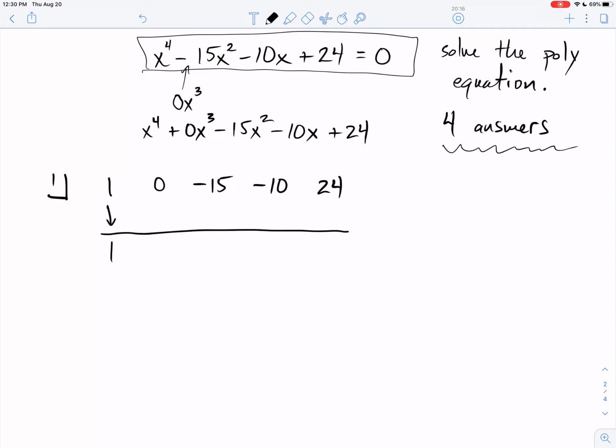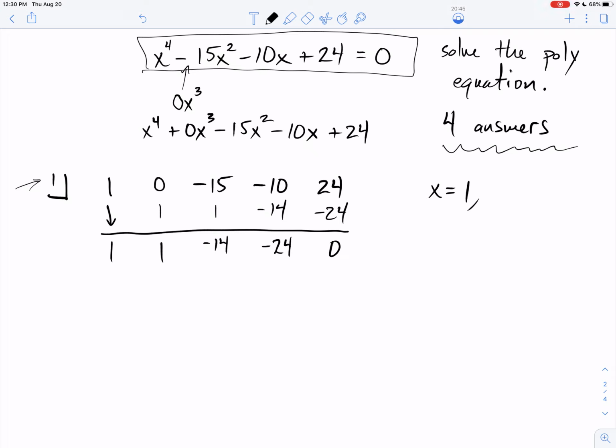Let's do it. I start with the shelf number. 1 times 1, I get 1. Add down, I get 1. 1 times 1 again, and I get 1. Add down, it's negative 14. 1 times negative 14 is negative 14. Add down, negative 24. 1 times negative 24 is negative 24. Add down, that's 0. So guess what? I'm a winner. I already know one of my answers is 1.